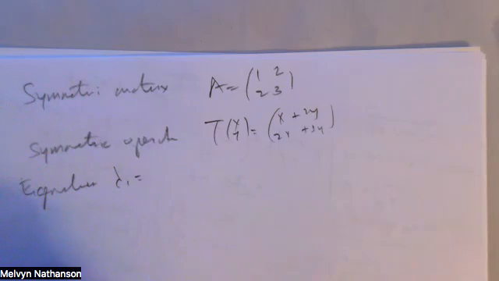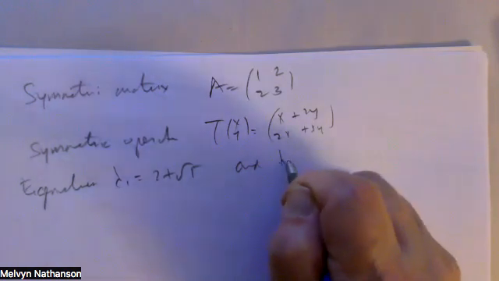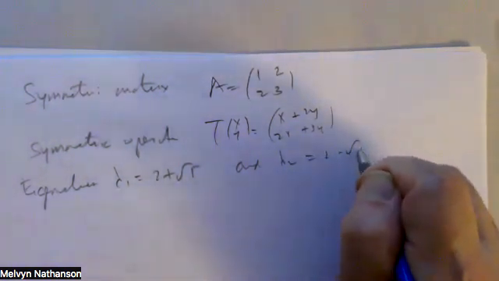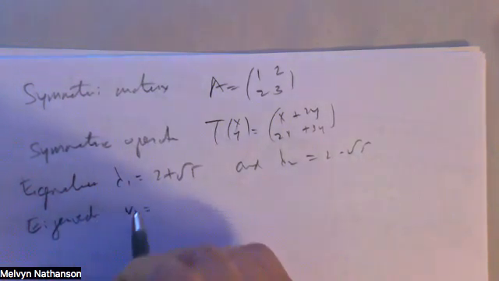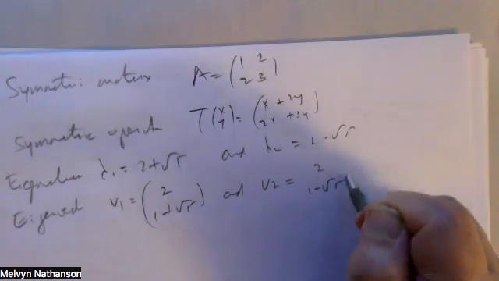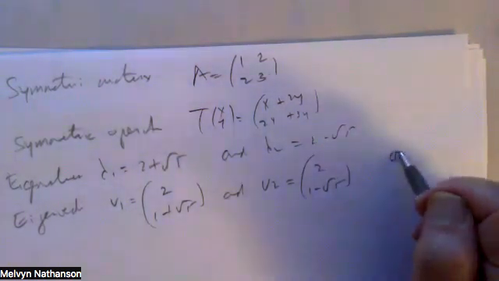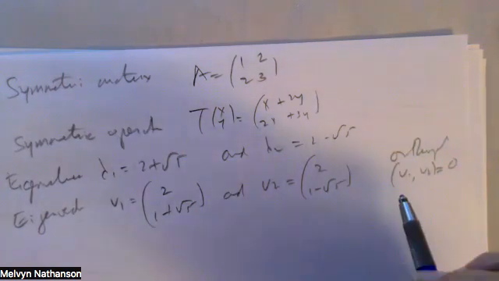Lambda 1 equals 2 plus root 5, and lambda 2 equals 2 minus root 5, with corresponding eigenvectors v1 equal to (2, 1 plus root 5) and v2 equal to (2, 1 minus root 5). And these are orthogonal. The inner product of v1 and v2 is 0.